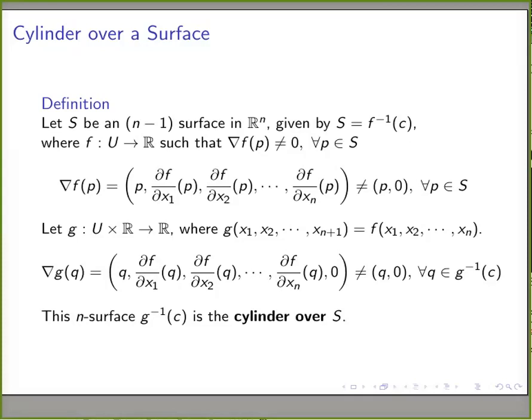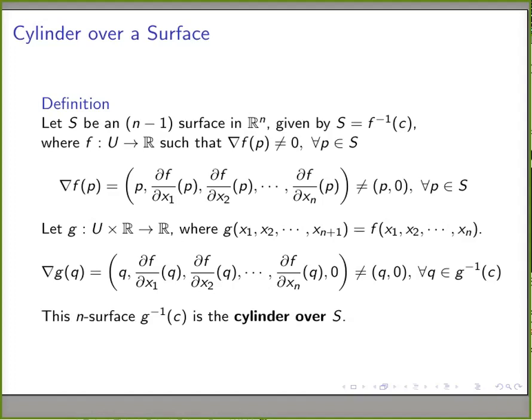This surface is constructed from an n-1 surface. We need an n surface. We construct this n surface from an n-1 surface in Rn. So let us start with an n-1 surface. Let S be an n-1 surface in Rn.